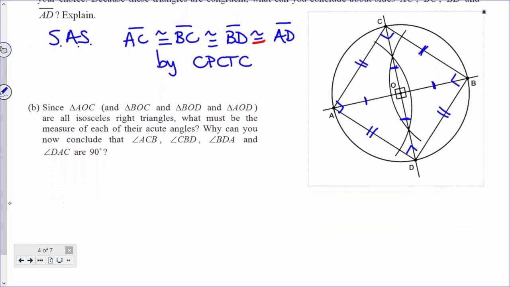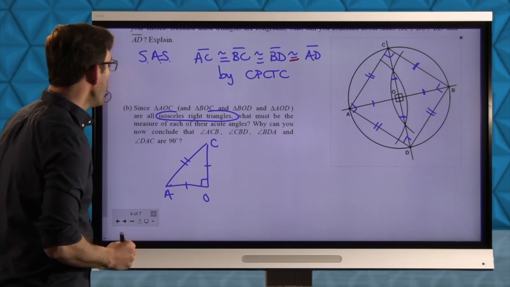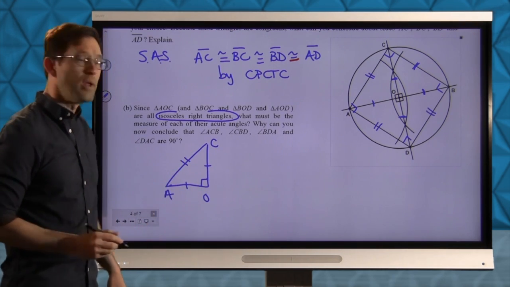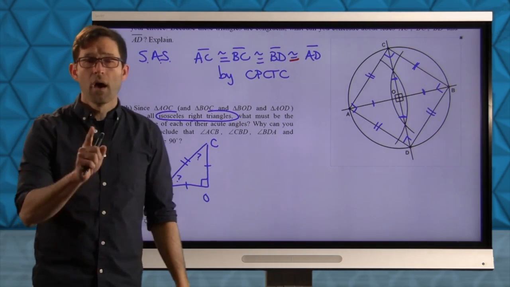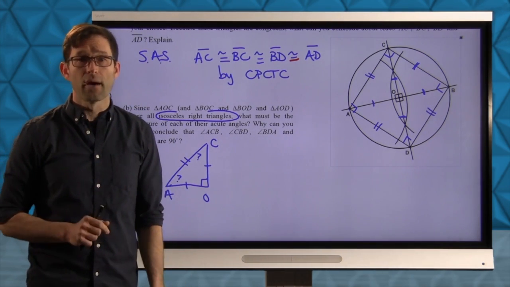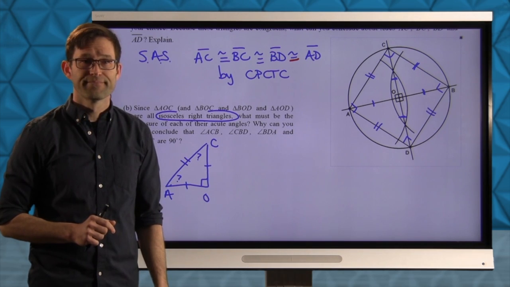Since triangles AOC, BOC, BOD, and AOD are all isosceles right triangles, in fact, let me redraw triangle AOC down here in an orientation that we can look at a bit more. That's this guy right up here. I'll mark all these things down that we had on the diagram. What must be the measure of each of its acute angles? What are the measures of those two angles? I'd like you to take a minute and figure this out, because you certainly have the tools to do so.